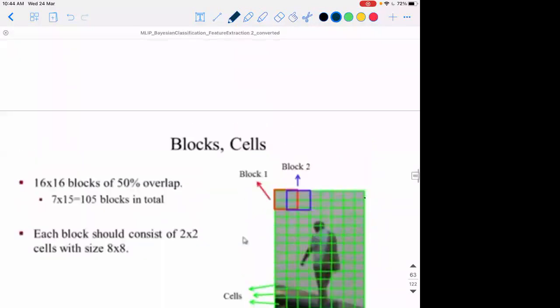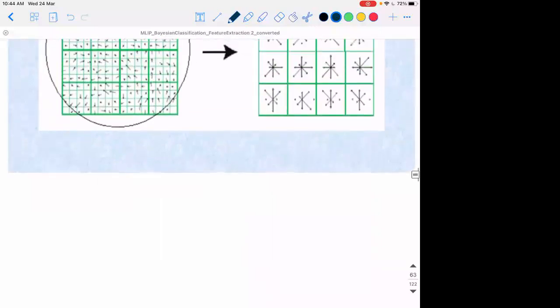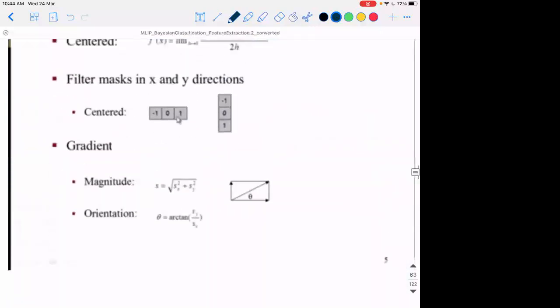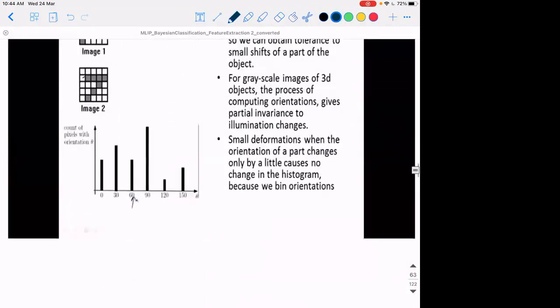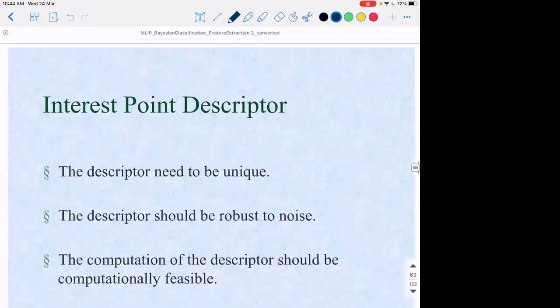In the other example I mentioned before, we find key points, and around each key point we find the histogram of orientation gradients.